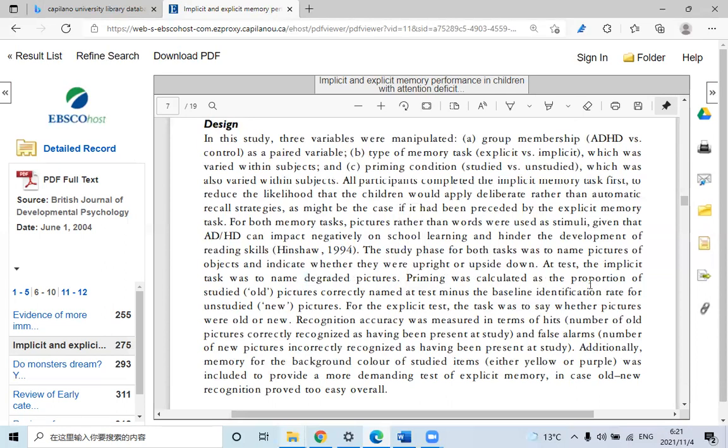Priming was calculated as the proportion of studied pictures correctly named minus the baseline identification of unstudied pictures. The tested priming effect basically is the percentage of pictures you name correctly above and beyond the baseline.